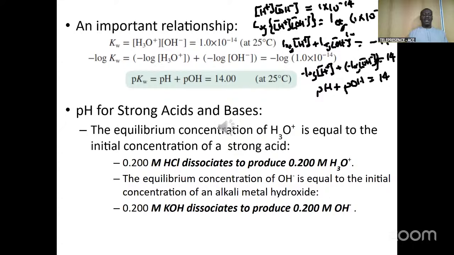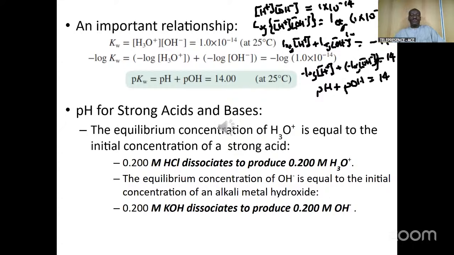Okay, now let's look at strong acid. How do we determine the pH for strong acids and strong bases? Okay, for strong acid, the equilibrium concentration, of course, is actually not an equilibrium process anyway, since the reaction goes to completion. So we can simply say the hydronium ion concentration in solution is equal to the initial concentration of the strong acid.